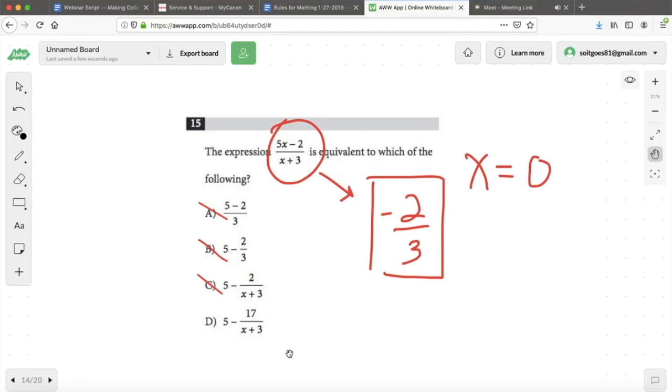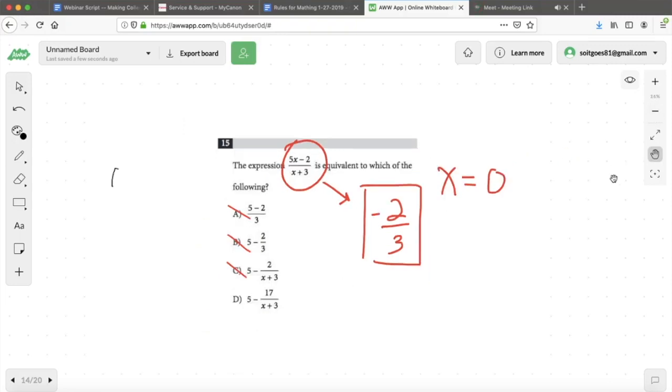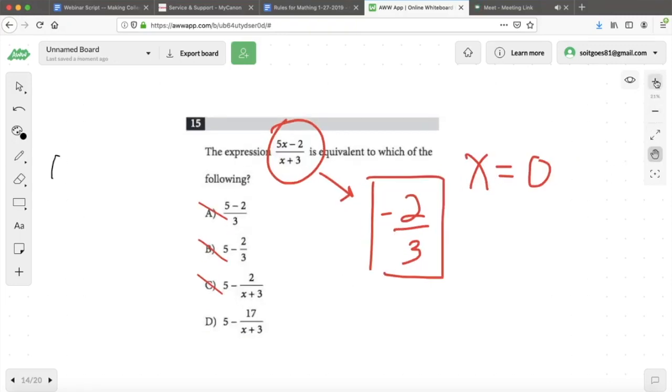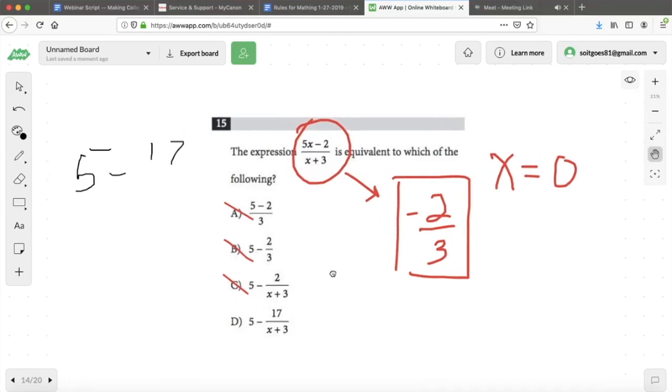But who would ever look at D and guess that's the right answer? Where the heck does 17 come from? It's crazy looking. Doesn't make any sense, except it's right. Let me see you plug in the 0 for x, and we'll calculate what answer choice D is. Can you do that, Ariane? Yep, so we got 5 minus 17 over 3.